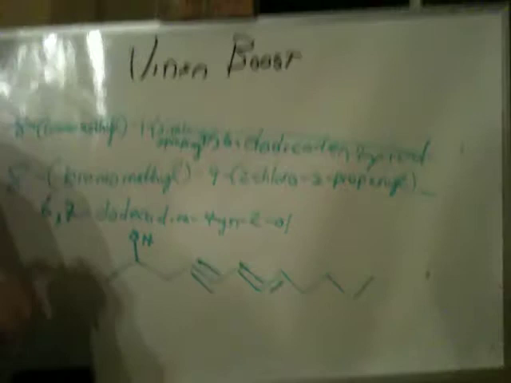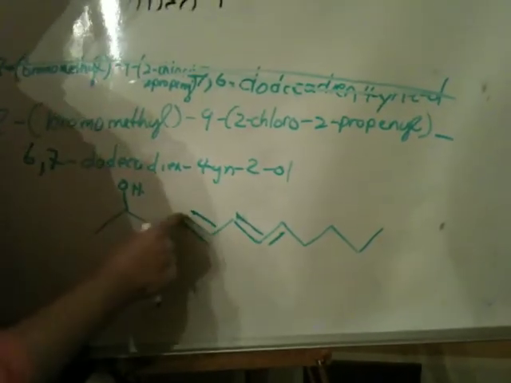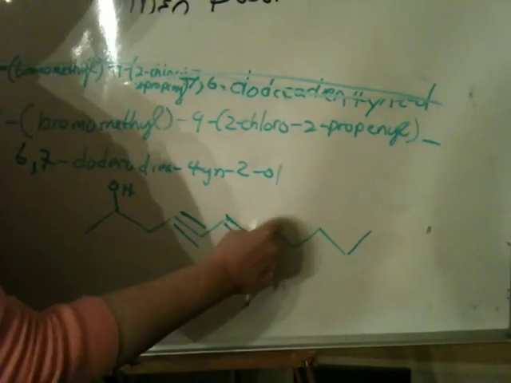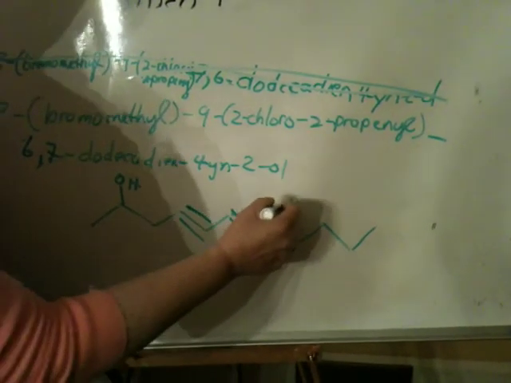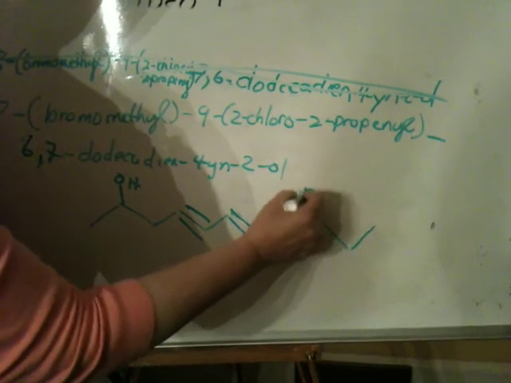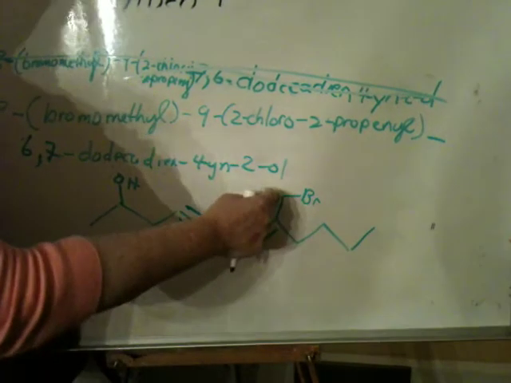All right, then it says in the 8th position, I have a bromomethyl, so I'm going to go 1, 2, 3, 4, 5, 6, 7, 8. I just made it there. I'm going to put a bromomethyl. That means a bromine on a methyl group.